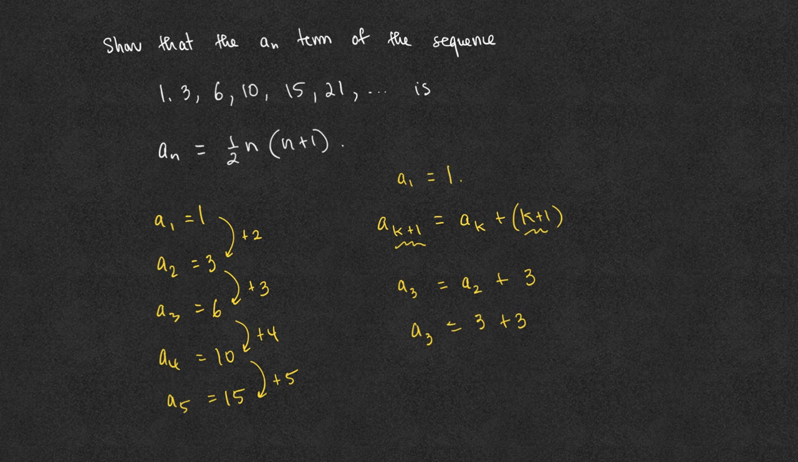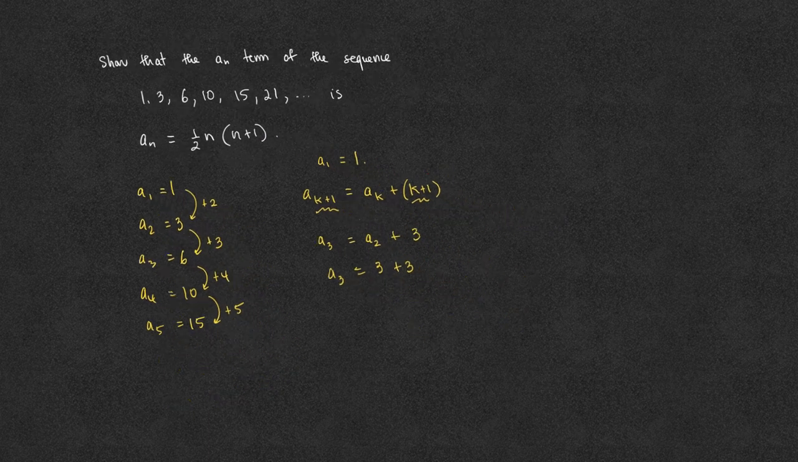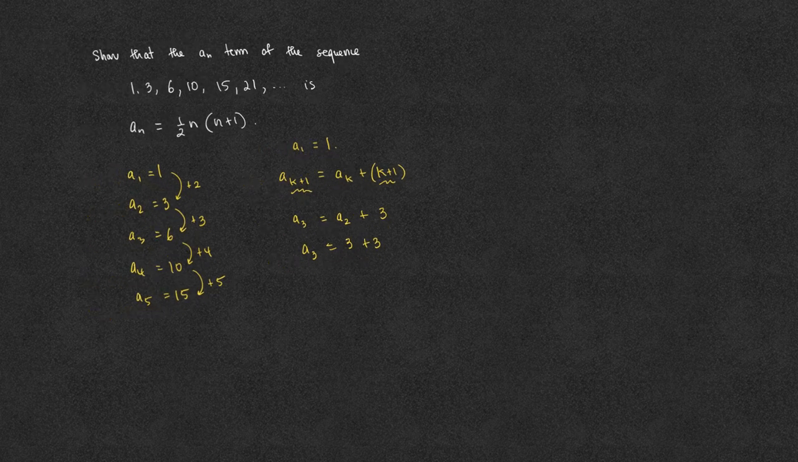To show that a sub n equals 1/2 n times n plus 1 is true for all n terms, we will use mathematical induction. The principle of mathematical induction states that first, we have to come up with a statement for p sub n. This is the general statement. The statement p sub n is a sub n equals 1/2 n times n plus 1.